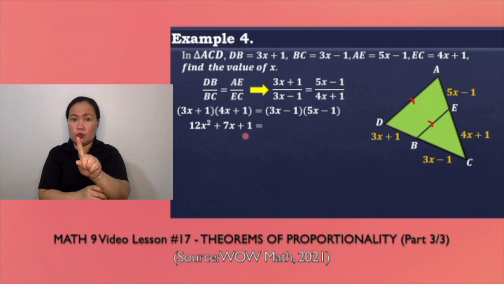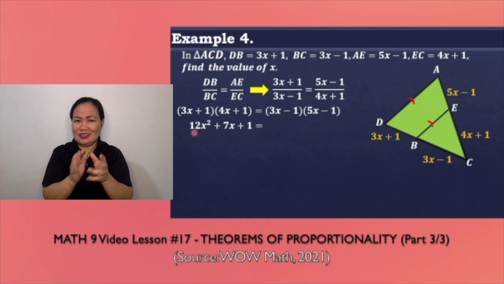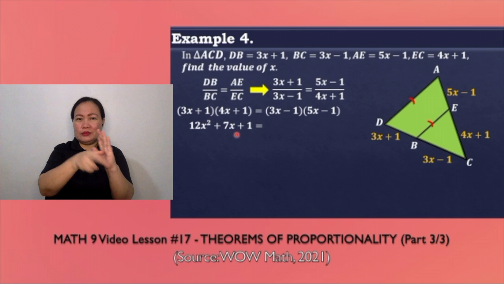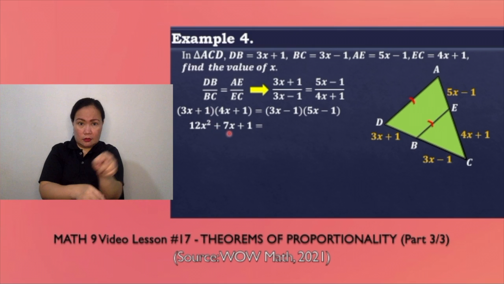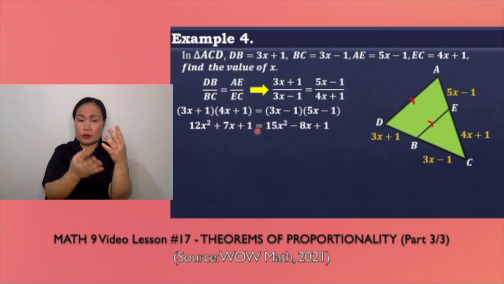Marami magtatanong dito siguro sa comments, ma'am, paano po nakuha yung 12x squared plus 7x plus 1? Okay, pwede nyong balikan yung ating lessons ng factoring. Meron po tayo niyang video tutorial sa ating grade 8 playlist. Pwede nyo itong gamitan ng FOIL method or distributive property. So, 12x squared plus 7x plus 1 is equal to 15x squared minus 8x plus 1.